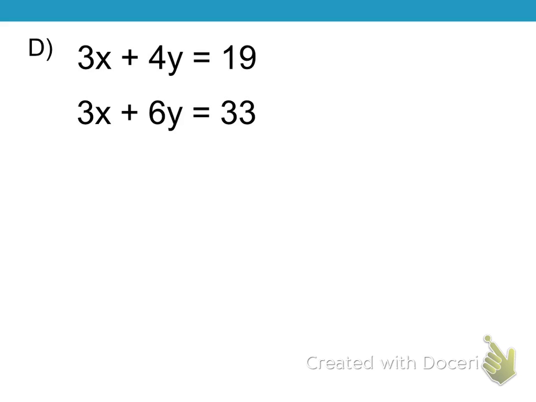What should I do? Why would I multiply by -1? To get opposites. Right now, if I added the equations, I'd get 6x plus 10y. That's not helpful. I haven't gotten rid of anything, so I can't add yet. I need to get opposites. They both have 3's. I want one of them to have a -3. So I am going to multiply the entire first equation by a -1. That gives me -3x minus 4y equals -19.